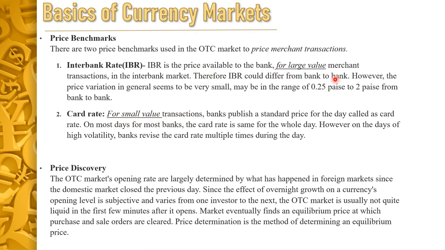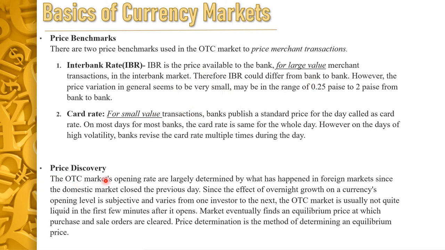Your IBR could differ from bank to bank, and the difference could be in the range of 0.25 or 0.02. Here, on most days, card rate is the same for the whole day. However, on the days of high volatility, banks revise the card rate multiple times during the day. Okay, so this is basically for large value transactions, and this card rate is for small value transactions. That is all you need to know.